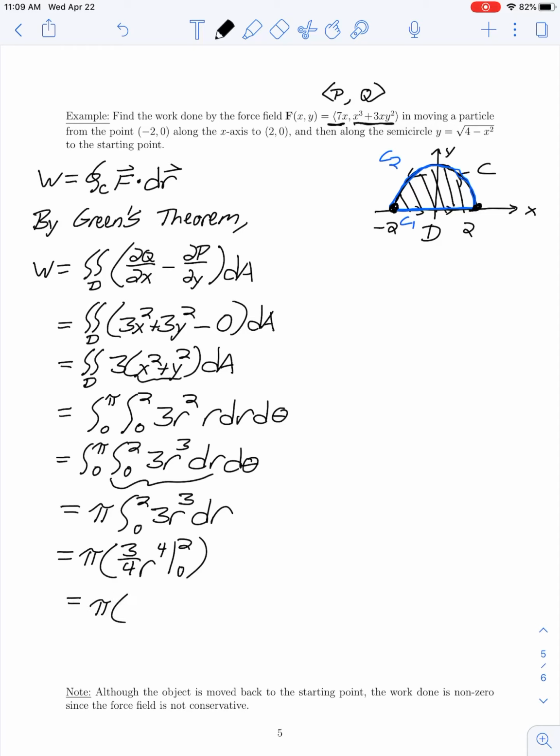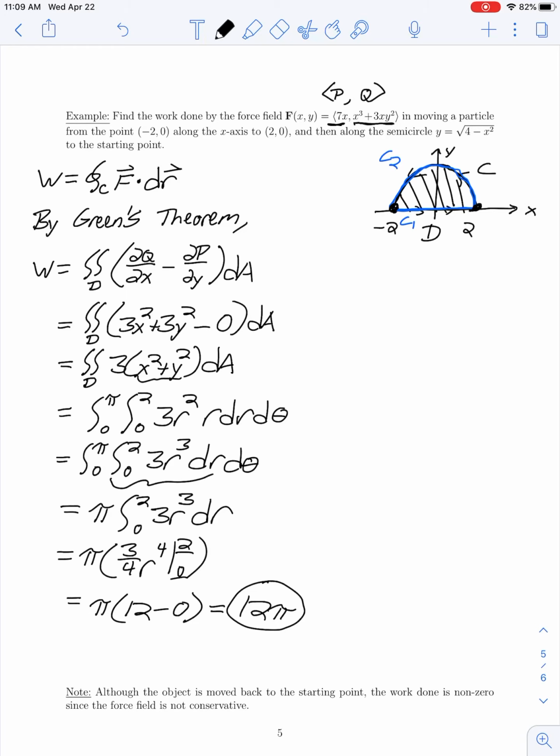So we're left with pi times, when we evaluate at r equals 2, we have 2 to the 4th or 16 times 3/4 is 12. Minus, when we plug in 0 for r, we have 0. So altogether, we're left with 12 pi for the value of this double integral. So that represents here the work done by this force field in moving the particle along this closed path.